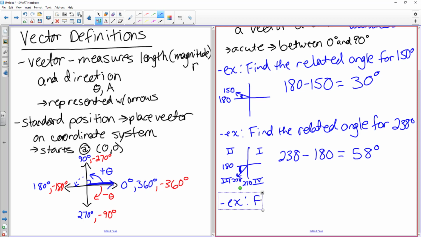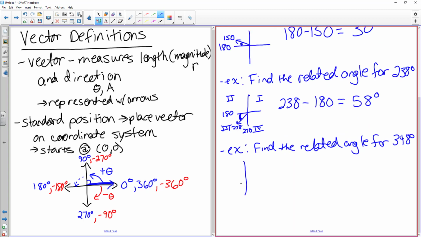How about find the related angle for 348 degrees. I'm in quadrant 4, almost to 360 it looks like. Here's my vector, here's 360, here's 348. The difference between those, 360 minus 348, is 12 degrees. So that would be the related angle. We just did an example in quadrants 2, 3, and 4. I skipped quadrant 1 because quadrant 1 is a little different.